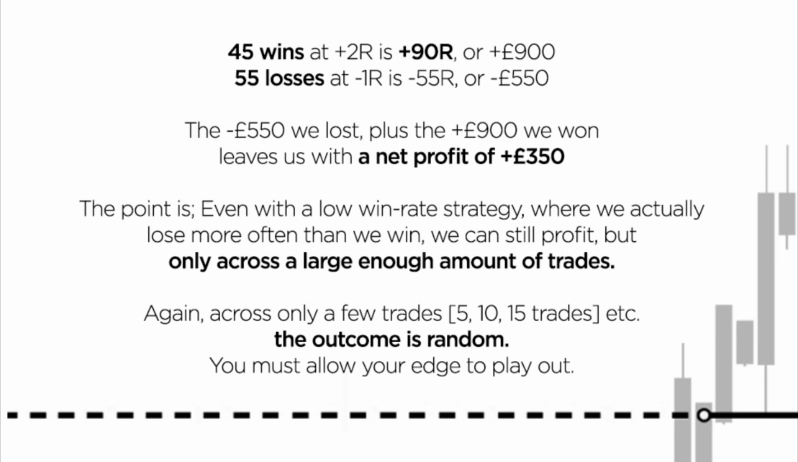Now, the point is, even with a low win rate strategy where we actually lose more often than we win, we can still profit, but only across a large enough amount of trades. Now, again, across only a few trades, 5, 10, 15 trades, the outcome is random. The market itself is random. If you're presented with a, let's say, 75% win rate strategy, you could start trading at the start of a 10 trade losing run. That can and probably will happen. You just have to allow your edge to play out, and that's the point of this video. You have to manage risk for the bad times.